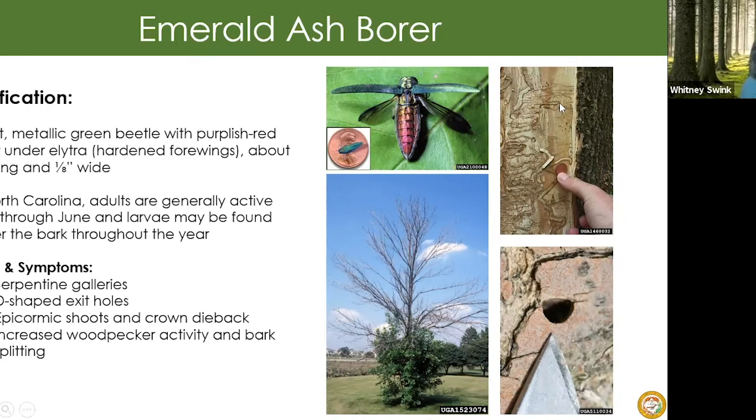And if you were to peel back the bark, you'd see these very classic serpentine galleries, and these are caused by the larvae that you see. You might also notice increased woodpecker activity and bark splitting from woodpeckers trying to get at the larvae. In North Carolina, adults of this pest are generally active April through June, but larvae can generally also be found year-round under the bark. So again, just peeling that bark back.